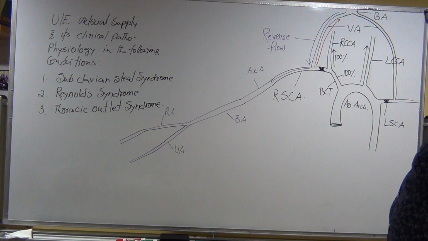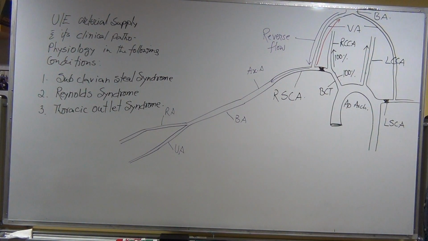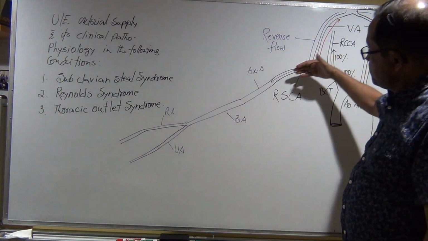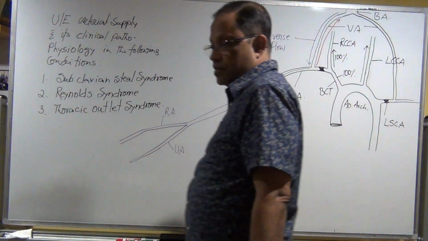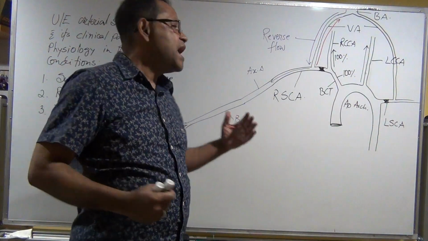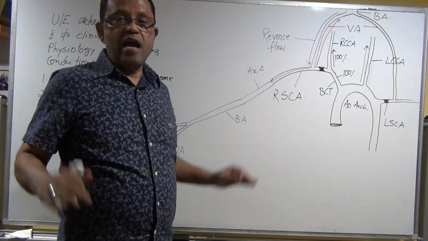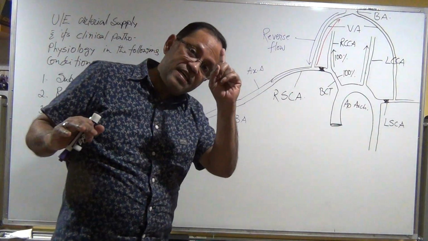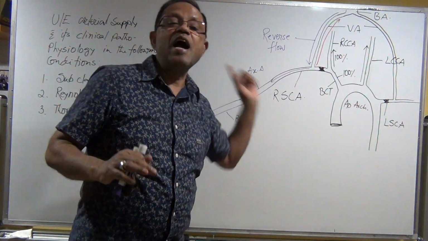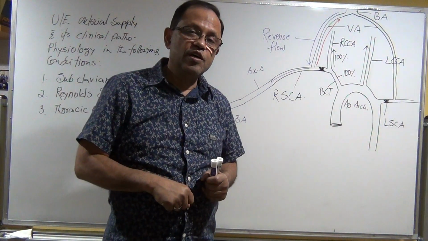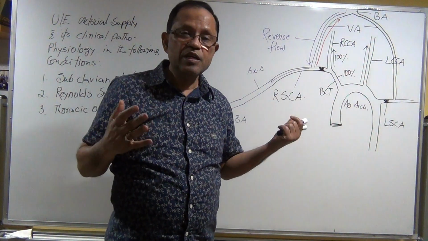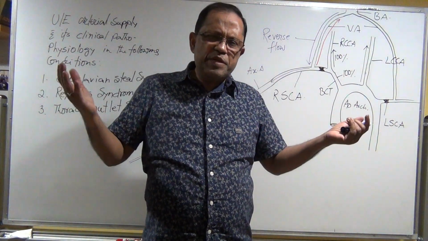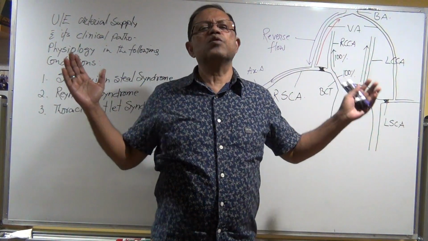Now, if it is a left side occlusion or a right side occlusion, do you think that the brachial pressure will remain the same as the non-affected side? I will say no. No, because 80% blood is coming, not 100%. So blood pressure will be low. How much low? Usually a 10 to 15 millimeter of mercury difference is okay.